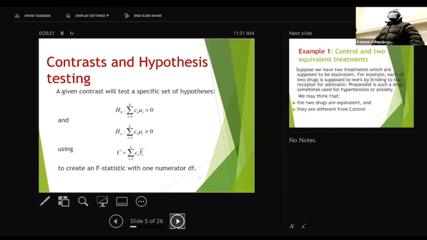We cannot use pairwise comparison in that situation because pairwise comparison only applies when you are comparing one level with one level, not 2 levels with 1 level or 3 levels with 2 levels. Does that make sense to everyone? That is how contrasts work.